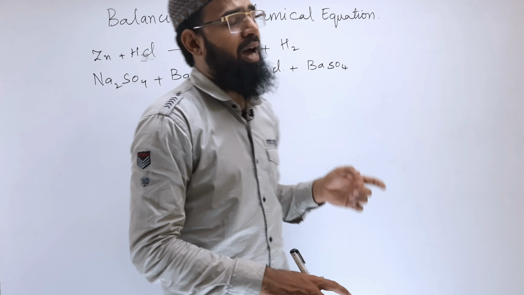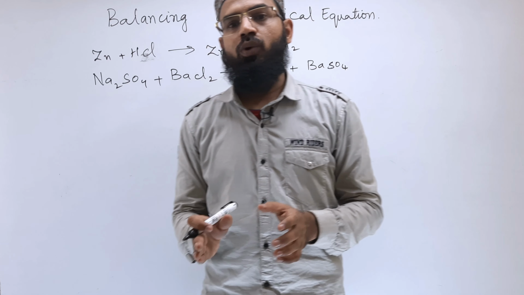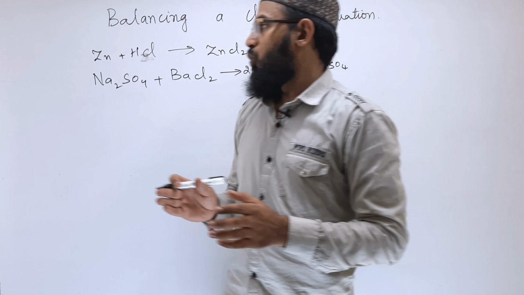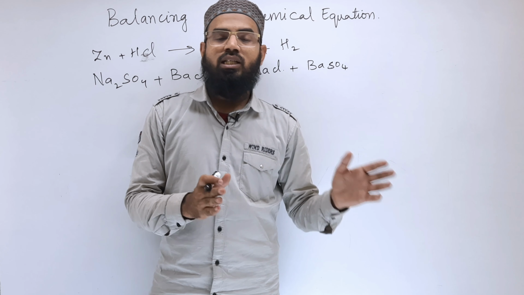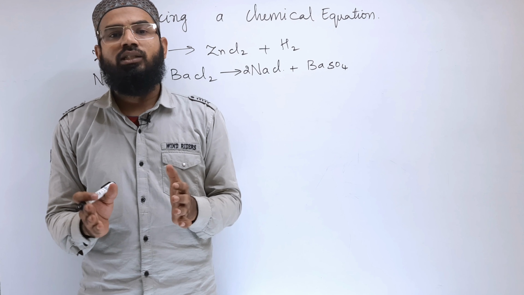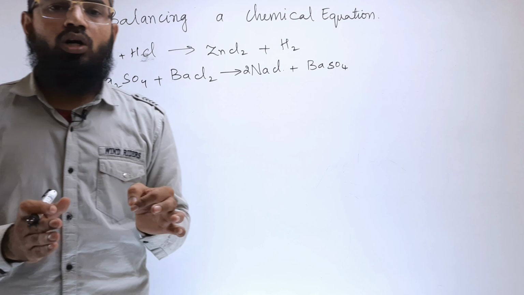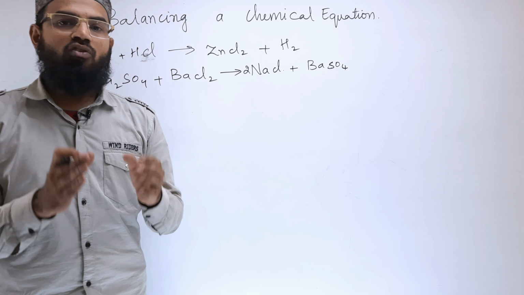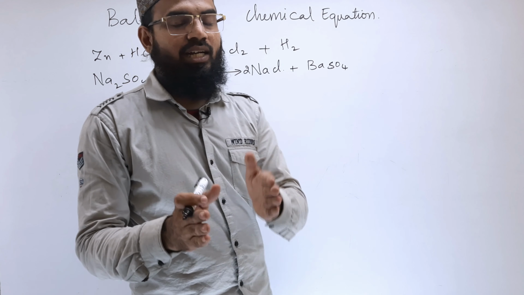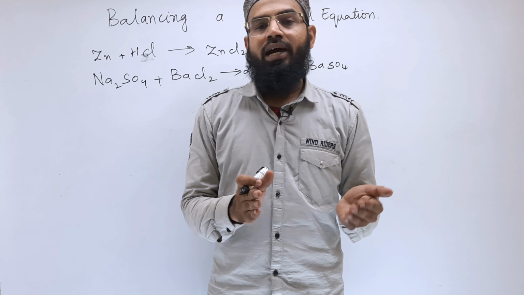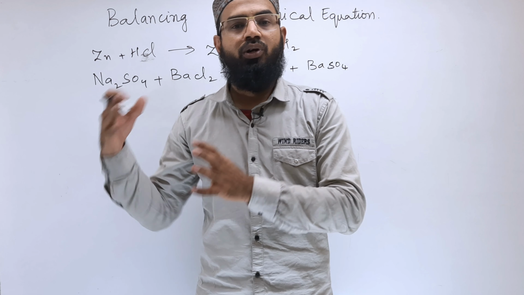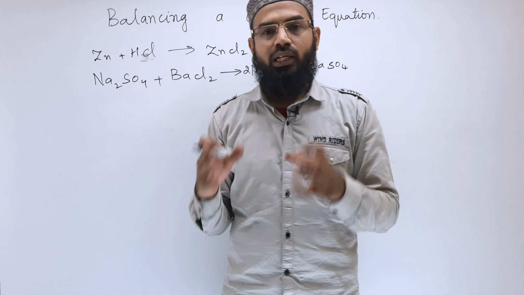So we need to balance a chemical equation. Whenever we see a chemical equation, we have to check whether it is balanced or not. Why do we have to balance? All chemical equations have to be balanced. Why? Because according to the law of conservation of mass, the number of atoms on the reactant side and the number of atoms on the product side must be equal.